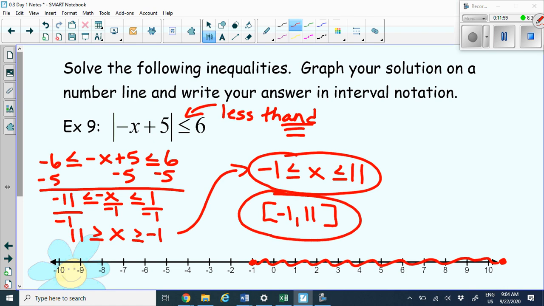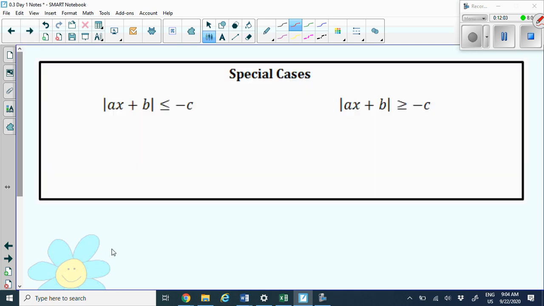Okay, last thing we need to talk about are the special cases. So with the special cases, when we have absolute value of ax plus b is less than or equal to -c, so these are and problems, what happens? Well, we say these are no solutions. The reason these are going to be no solutions is that if you did graph these, you would shade the opposite direction, but we can't do that with and, so it's just going to be no solution.